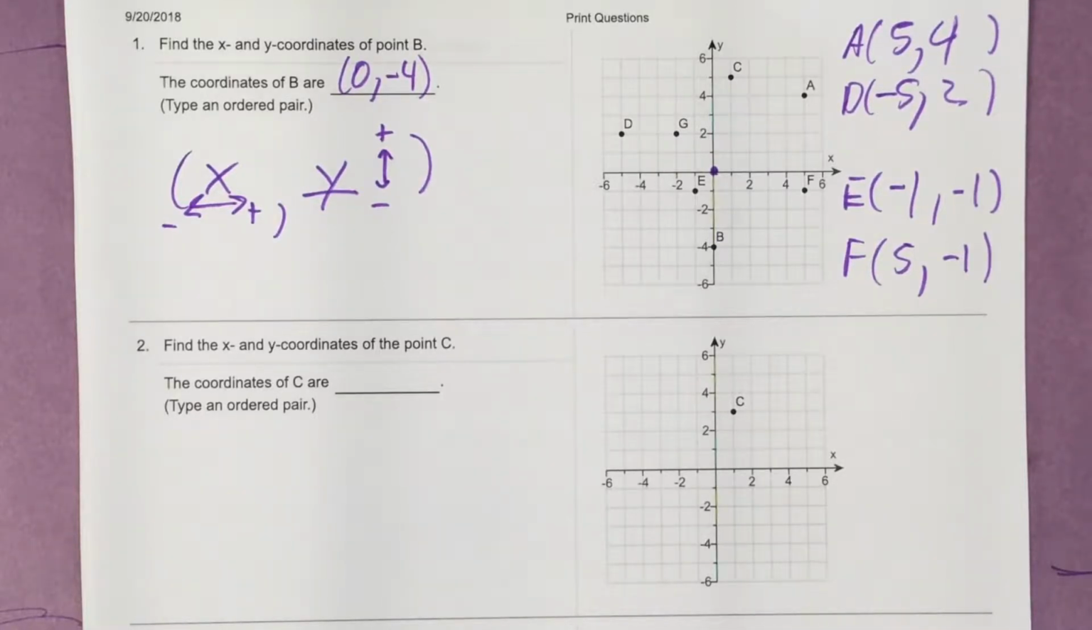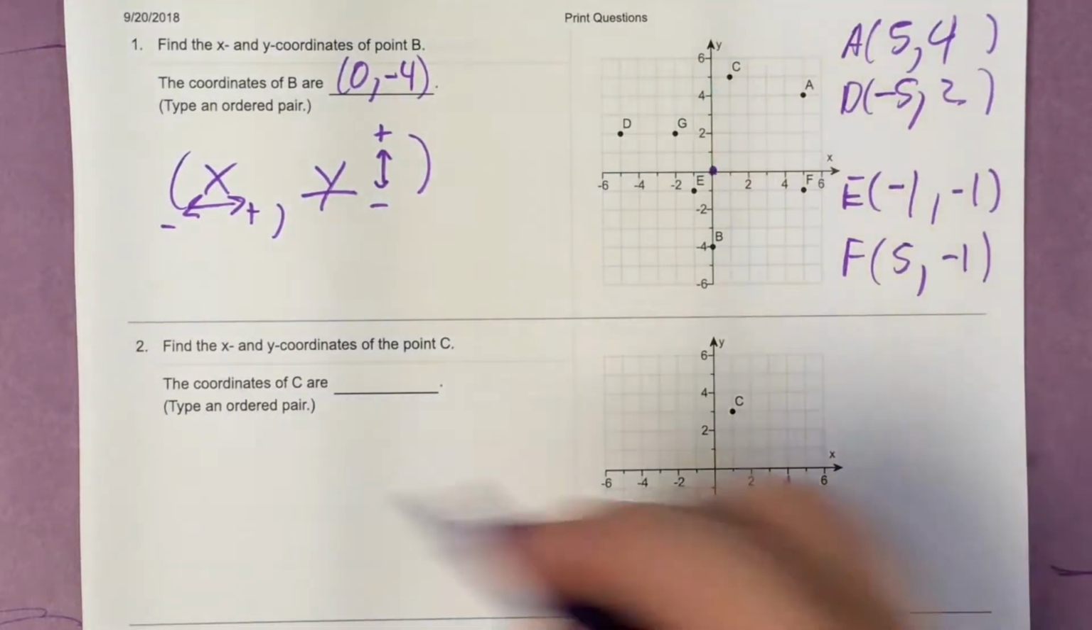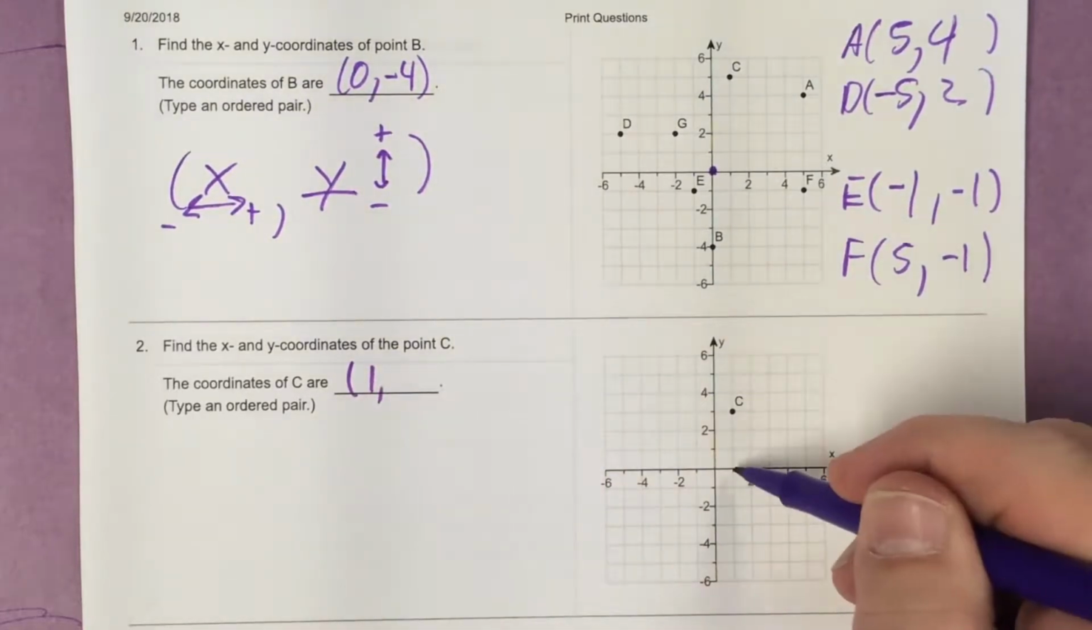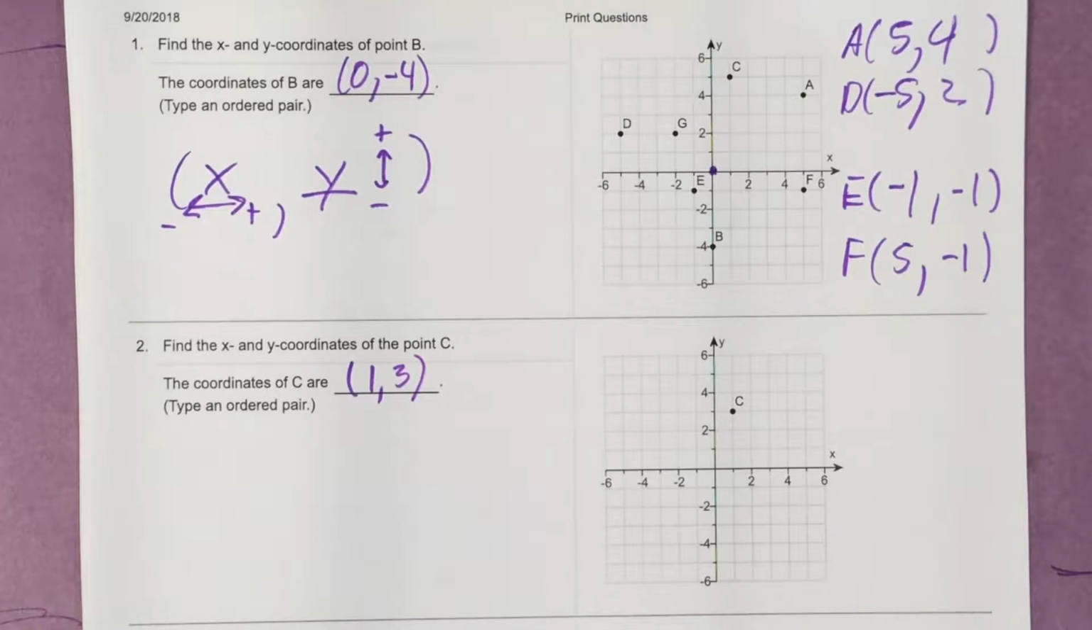Okay, let's show another example here. So we have the coordinates of C. So we're going to go to the right first. We're going to go to the right 1. And then we're going to go up 1, 2, 3. So the coordinate for point C is (1, 3).